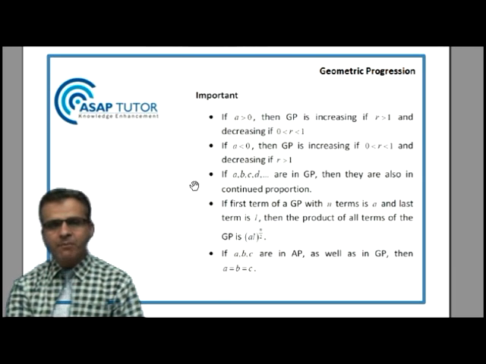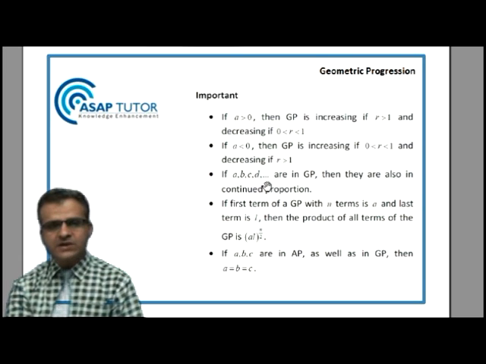Now some important points regarding the GP. The first is, if A is greater than 0, then GP is increasing if r is greater than 1 and decreasing if the value of r is lying between 0 and 1. Similarly, if A is less than 0, then GP is increasing if r lies between 0 and 1 and decreasing if r is greater than 1.